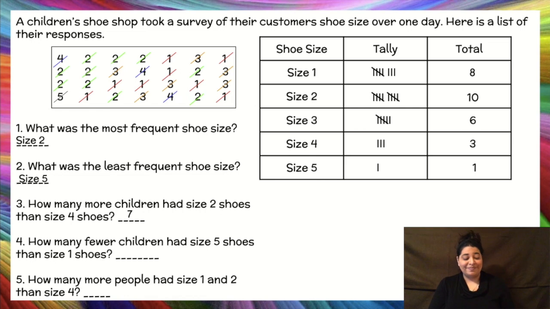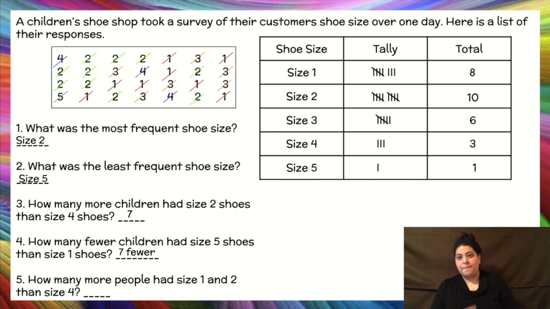Number 4, how many fewer children had size 5 shoes than size 1 shoes? So we're doing a little bit of comparing again. So size 5 shoes, there's only 1. Size 1 shoes, there are 8. So we're going to be doing subtraction. 8 minus 1 is 7 fewer.